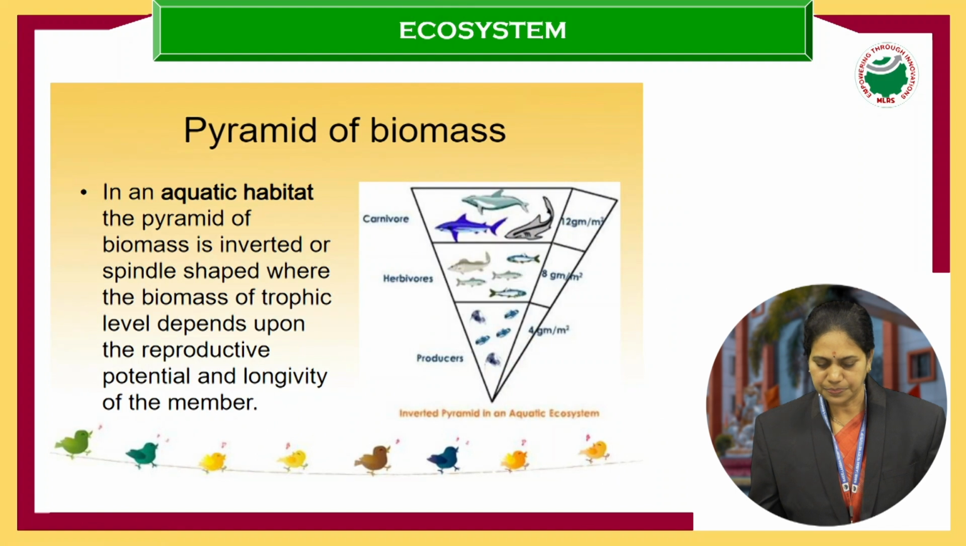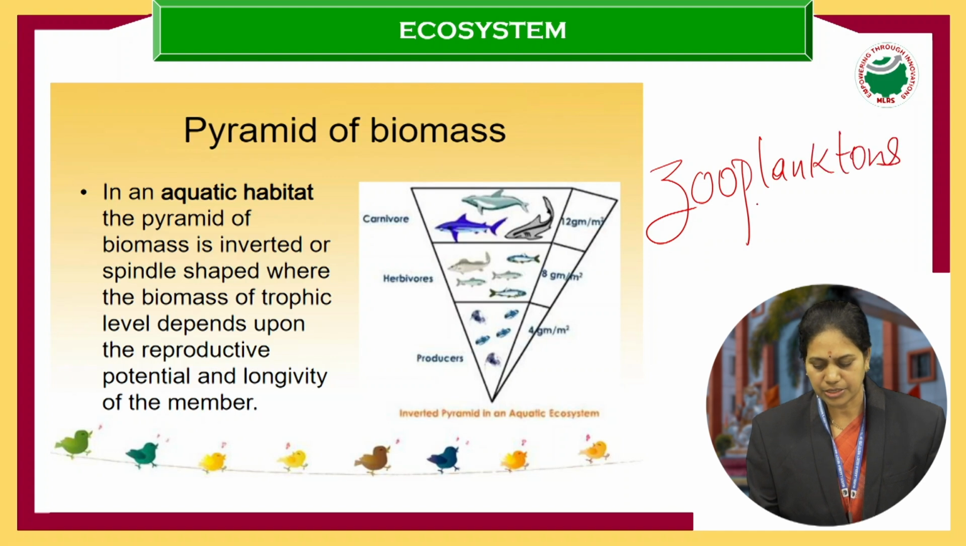Next one. In the pyramid of biomass, we also have an inverted pyramid, where you can see the producers are more in number, but the weight is not more. Here the producers are zooplanktons. You must have heard about different larvae of fishes or different aquatic organisms. We call them zooplanktons. So zooplanktons present here are the producers. Suppose you are taking that kind of food chain.